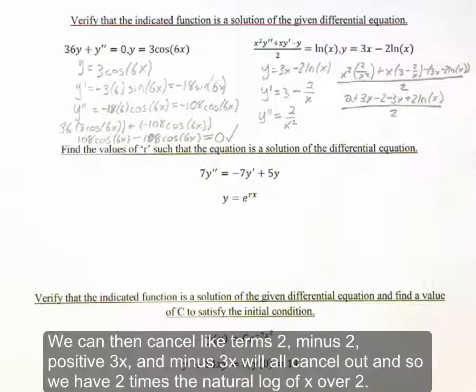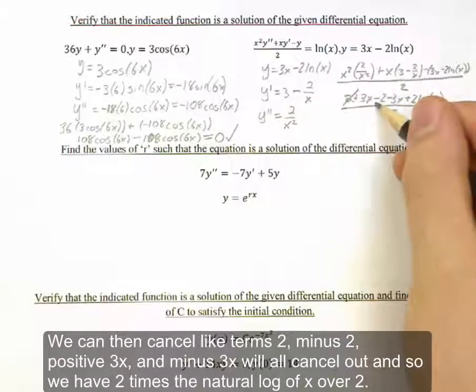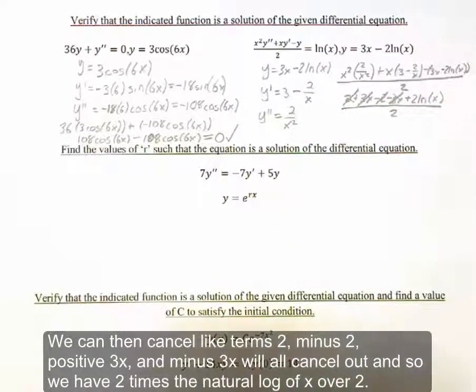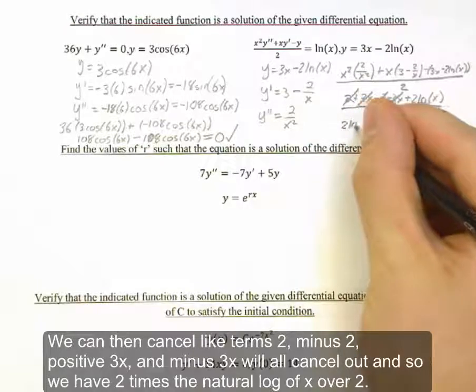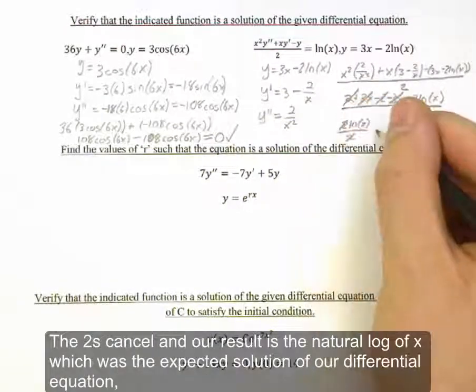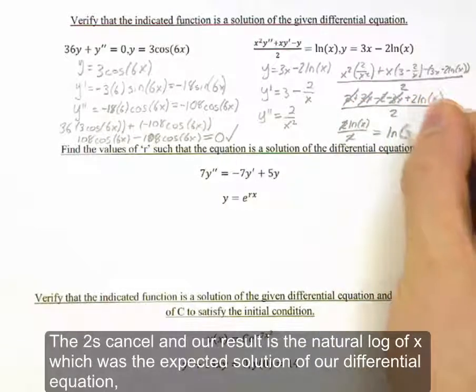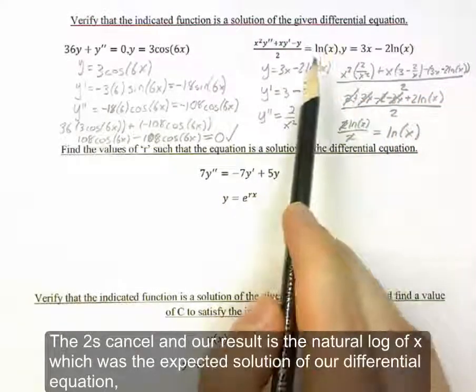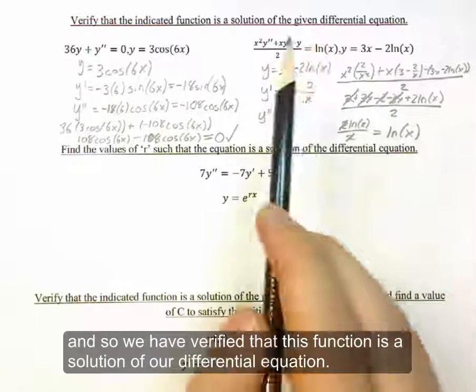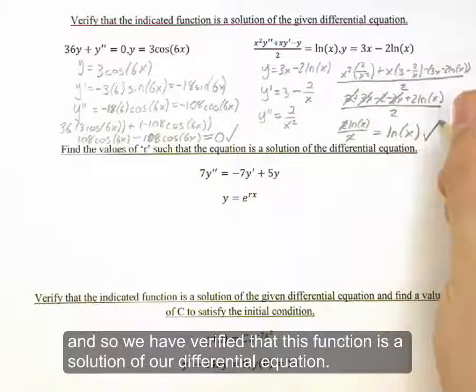We can then cancel like terms. 2 minus 2, positive 3x, and minus 3x will all cancel out. And so we have 2 times the natural log of x over 2. The 2's cancel, and our result is the natural log of x, which was the expected solution of our differential equation. And so we have verified that this function is a solution of our differential equation.